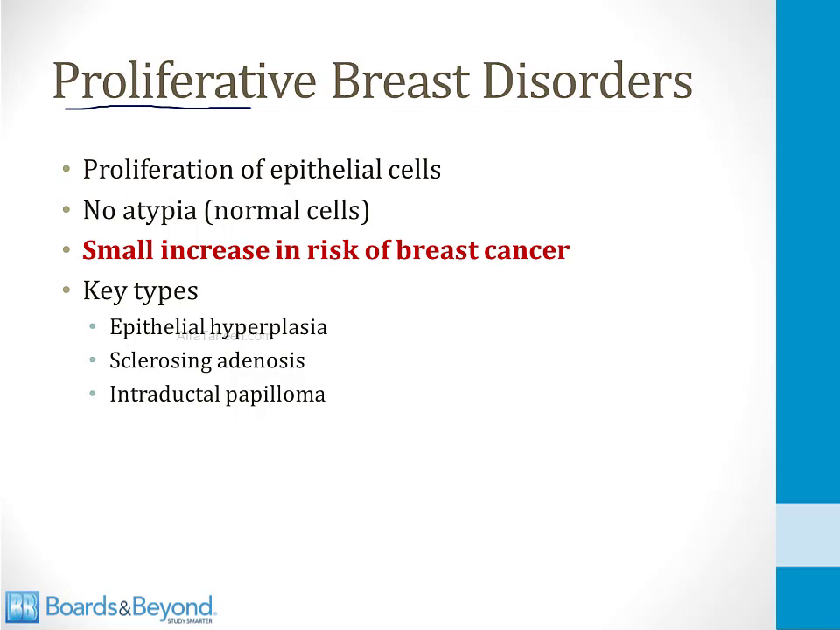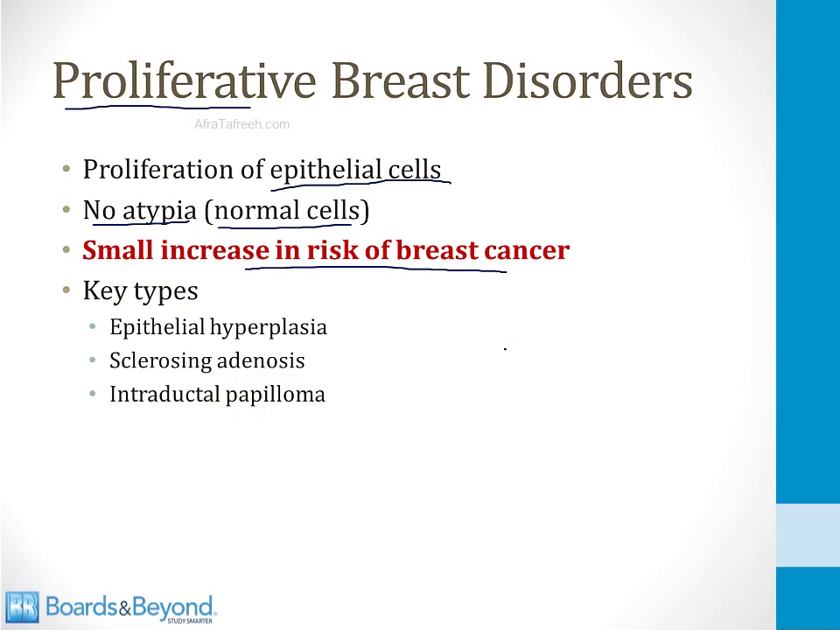So in these disorders, there's proliferation of epithelial cells. That's why they're called proliferative. However, the epithelial cells are usually normal. Under the microscope, there's no atypia, and there's no suggestion of cancer cells. What distinguishes these disorders from the benign fibrocystic changes is that these are associated with a small increased risk of breast cancer. So even though the breast lesion itself is benign and not pre-cancer, women who have one of these lesions are at slightly increased risk for developing breast cancer later in their lives.